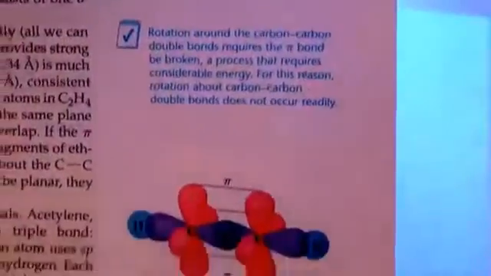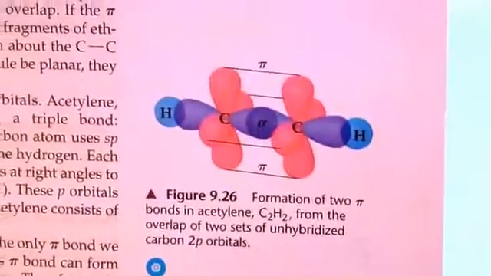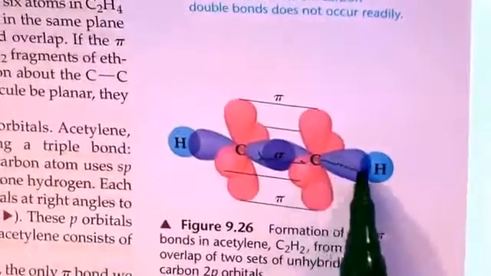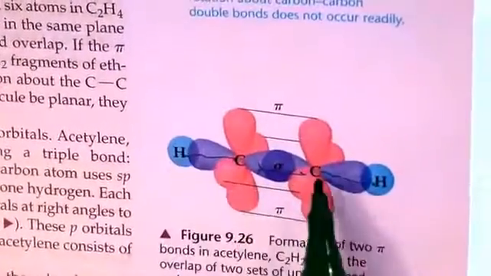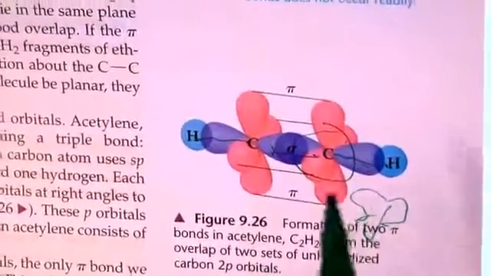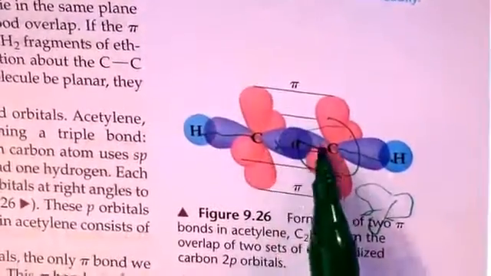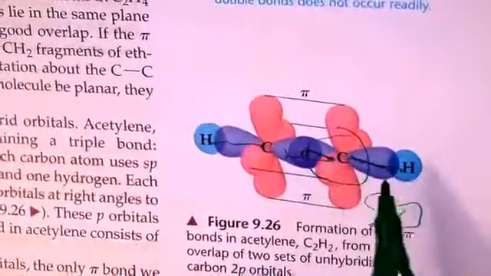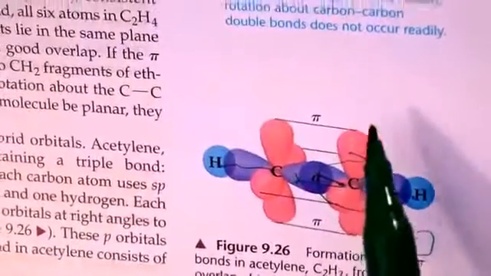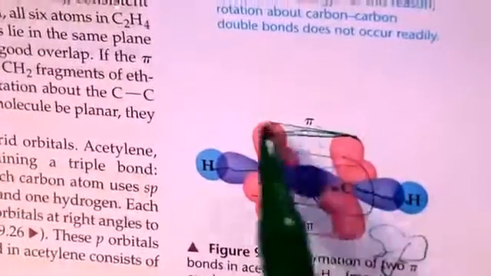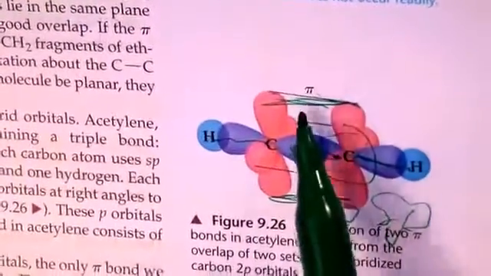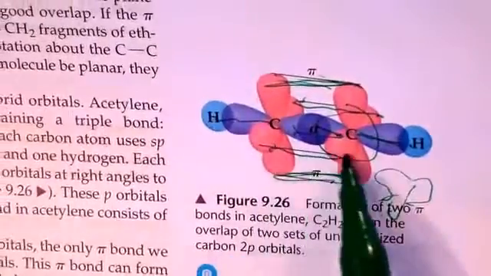Here's another example. In the C2H2 molecule, you can see there's a single sigma bond here and a single sigma bond here. So this carbon atom would be sp hybridized, sp because there's only one s and one p orbital involved in single head-to-head overlap bonding. Then in these p orbitals, a pi bond occurs above and below, and then there's one that occurs on the side here and one on the side here.